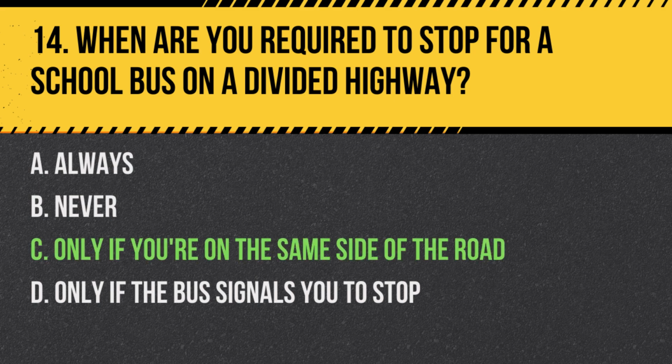Answer. C. Only if you're on the same side of the road. On a divided highway, only vehicles on the same side as the stopped school bus are required to stop.